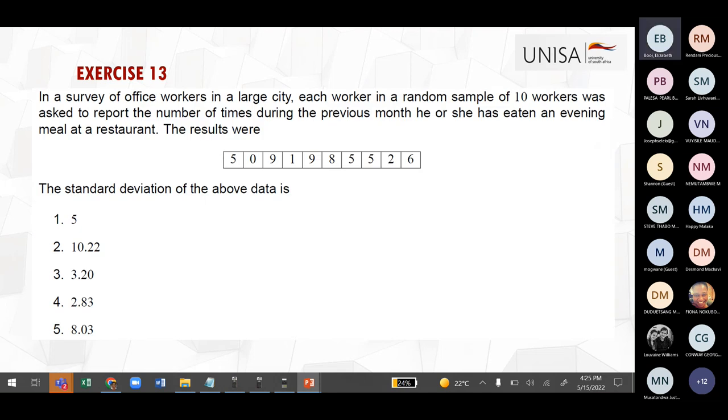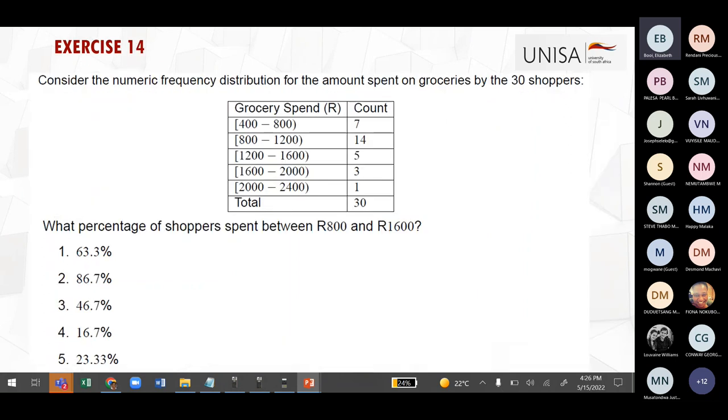I'm not going to ask you to calculate the standard deviation now, but you can take the same question and calculate the standard deviation using your calculator and find out which one of those values are correct. We're going to skip that one.